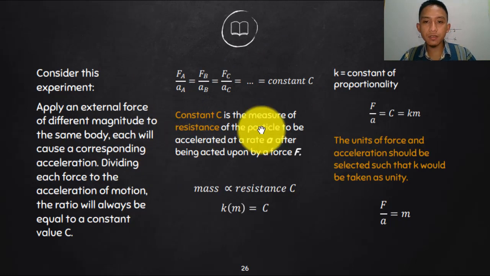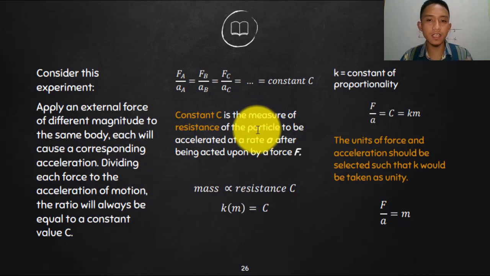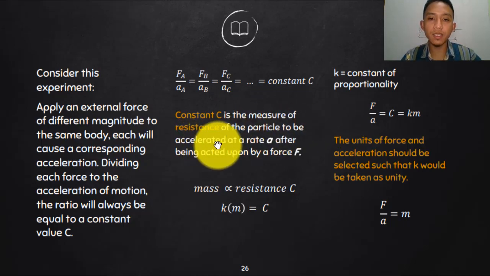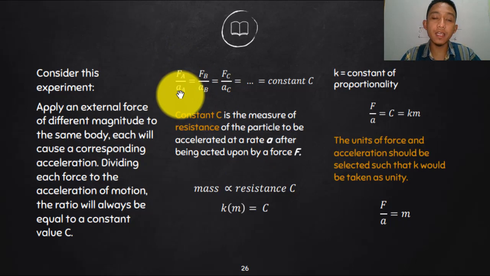So let's consider that constant as constant C. That is the measure of resistance. According to this, that is the measure of resistance of the particle to be accelerated at a rate A after being acted on by a force F. So that ratio, F over A, the force divided by the acceleration, is the resistance. That is your inertia.